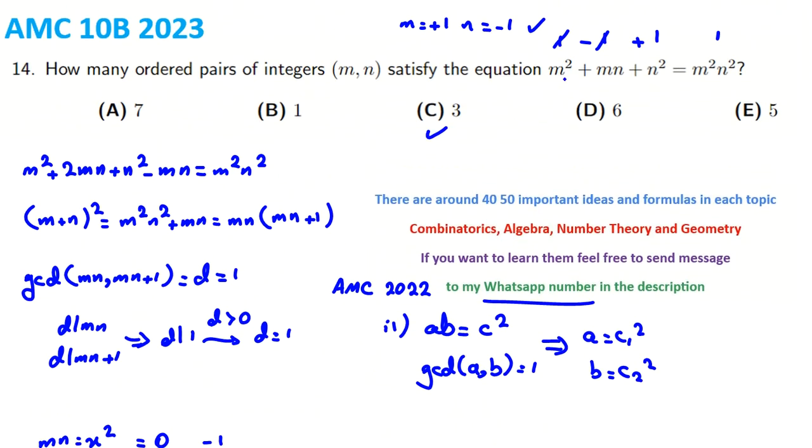There are lots of problems similar to this equation in number theory. If you want to know those problems and get good at GCDs and these approaches, we have also one homework from AMC 2022, and one problem from BMO, British Mathematical Olympiad, that can be solved with this idea. If you want to know those, I should search exactly which year and which problem. If you want to know the exact problems, as I said before, send a message to my WhatsApp number in the description.